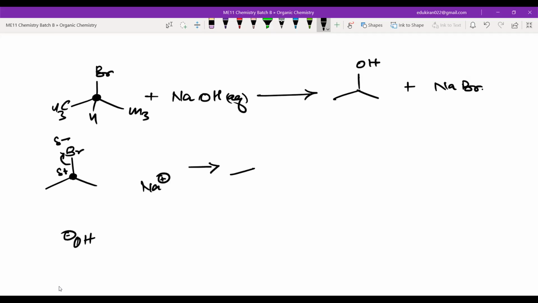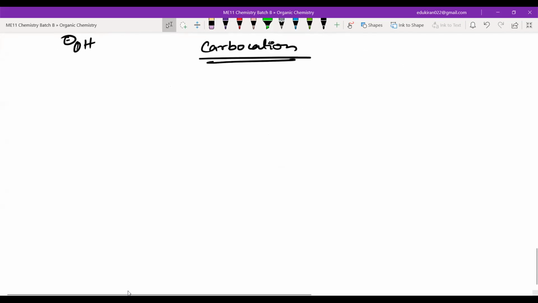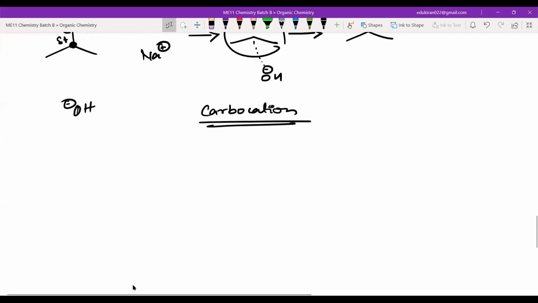So essentially we will be forming a positive charge on the carbon atom. Now simply OH negative will reach here, and it will make a bond with the carbon atom. So we have formed a charged species, that is a carbocation. Generally, this is how a reaction happens. We will be having these carbocations. These are known as intermediates.